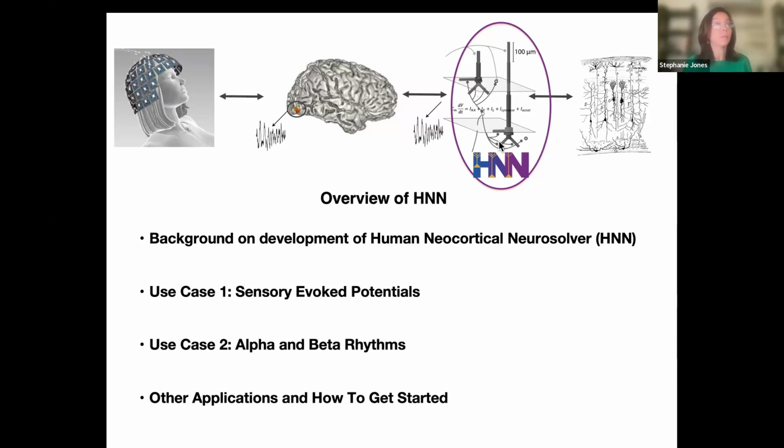And then I'll briefly describe some other HNN applications and how to get started if you're not in the workshop, right? Today, we're going to run them on MetaCell's resources, but all of the software is downloadable. All of the tutorials are online, so we'll just review that very briefly.